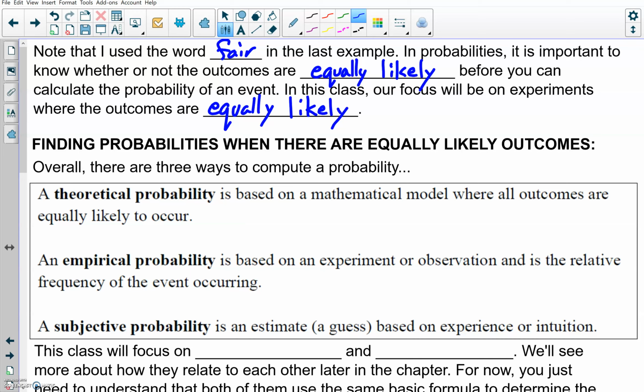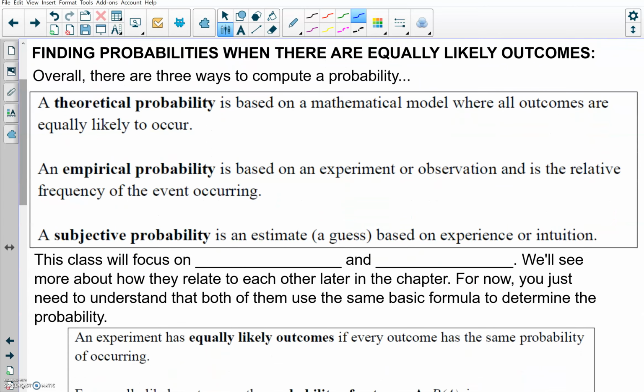But what we're going to focus on is things that are equally likely at this point as we introduce the probability concept in this book. So, finding probabilities then, moving into this, when there are equally likely outcomes.